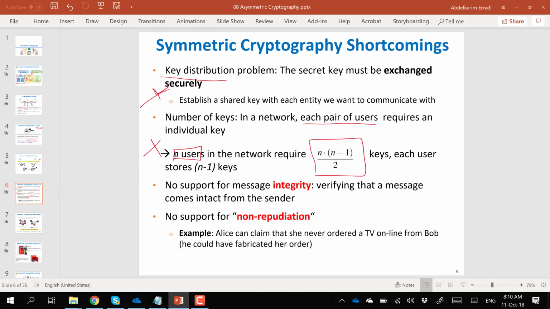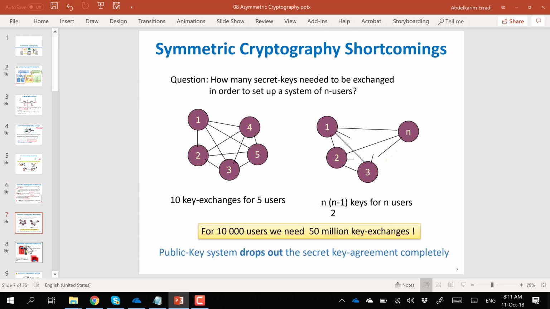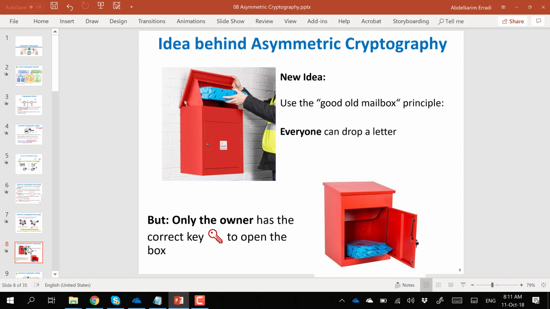Plus, we only get confidentiality. We don't get other properties that we need for a secure system. We don't get integrity, we don't get non-repudiation. So, this is not enough. We need to have some better crypto system that will address some of these shortcomings and give us a full solution addressing as well the integrity, the non-repudiation, and the authenticity. Okay, so welcome to asymmetric cryptography.